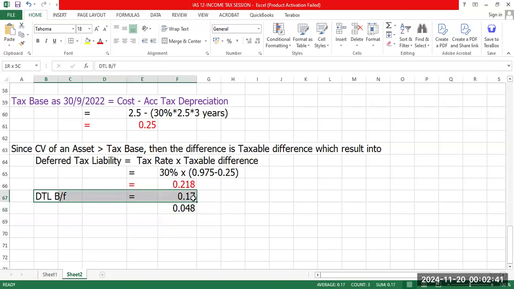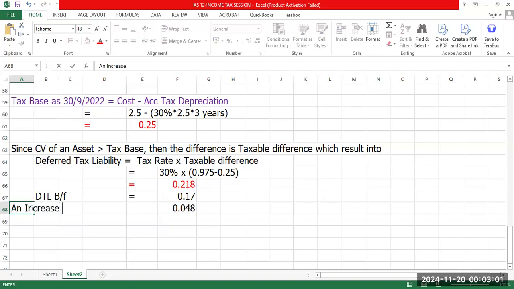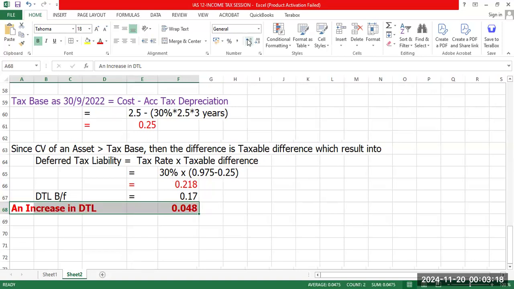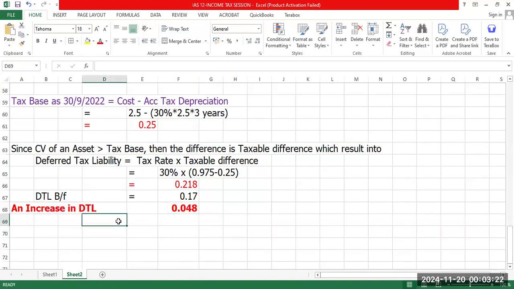Initially, this was the balance in your figure. You started the year with a deferred tax liability of this, but you ended the year with a tax liability of 0.218. So it means that here we have an increase in deferred tax liability. So what does this one mean? You needed to know what you're preparing. Remember, we are preparing profit or loss. So an increase in the deferred tax liability, debit profit or loss of the difference. So what you're debiting is basically the tax expense.